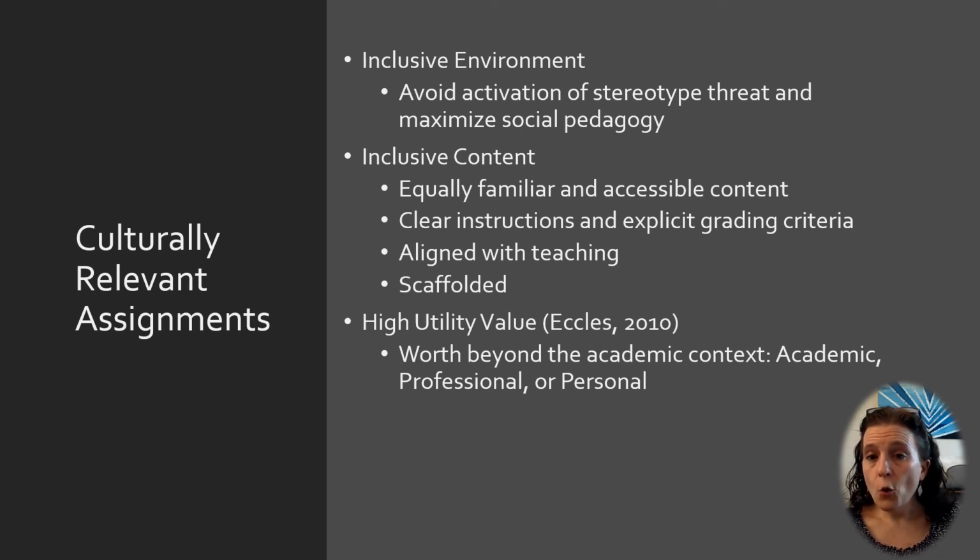So, for example, open educational resources will be more accessible because you don't have to buy an expensive textbook. Having clear instructions with explicit grading criteria makes the content and the assignment more accessible because students don't have to rely on previous experience with a similar assignment or go and ask the faculty member questions. Content is more inclusive when it's aligned with teaching because we're not asking students to demonstrate skills that we haven't taught them. So we're not having students rely on prior preparation. Instead, we're creating assignments in which everything they need to know was provided to them in the class. And then in scaffolded assignments, we ask students to build their skills gradually so they can all benefit from feedback from the instructor as they get to more difficult ways of demonstrating knowledge.